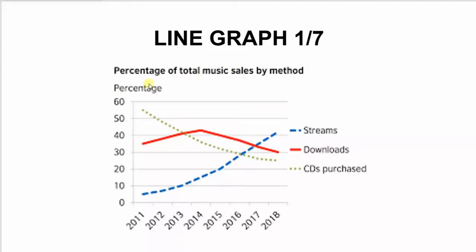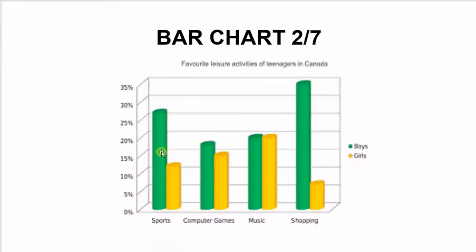The second one I'll talk about is bar chart. This is an example of a bar chart. The bar chart looks like the line graph. It also has a vertical axis and a horizontal axis. It has a title. In this bar chart, you can see that it is a chart that shows the favorite leisure activities of teenagers in Canada. You can see 2 colors over here. The green one is representing boys, and the yellow one is representing girls, and these are the leisure activities which is displayed at the horizontal axis. We have sport, computer games, music, and shopping. So this is how the bar chart also looks like.